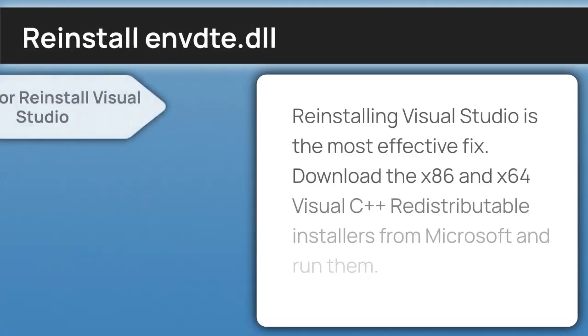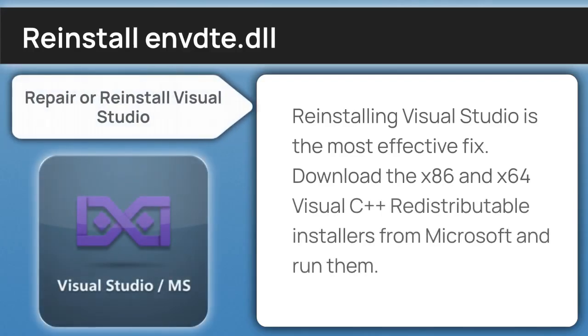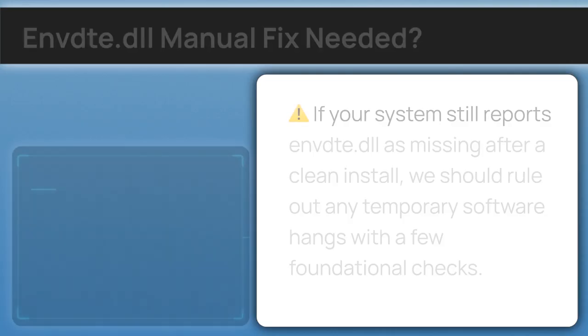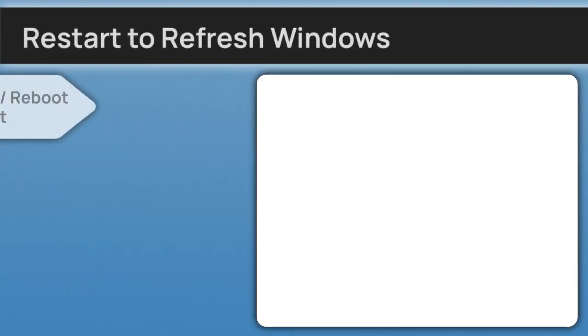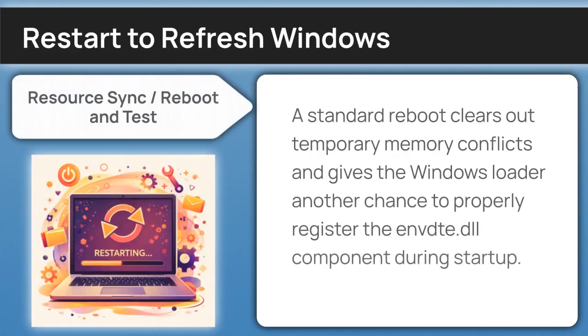Reinstalling Visual Studio is the most effective fix. Download the x86 and x64 Visual C++ redistributable installers from Microsoft and run them. Should the reinstallation fall short, the next step in our protocol is to validate the integrity of your system's startup environment. A standard reboot clears out temporary memory conflicts and gives the Windows loader another chance to properly register the Envdte library component during startup.